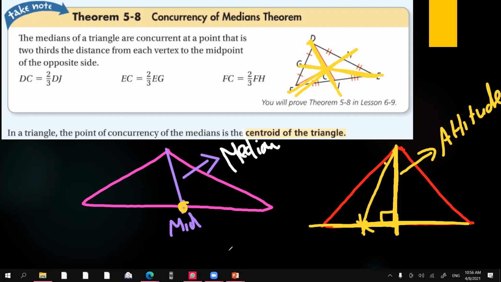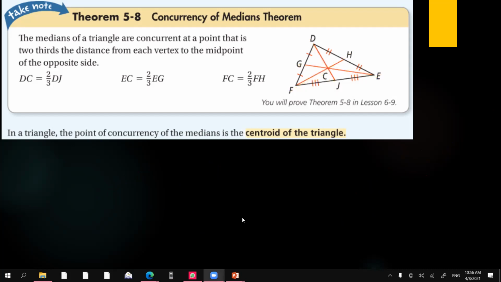Miss, these medians and altitudes are bisectors, or only medians and altitudes? No, they are not bisectors, only from their name. I told you that we have 4 concurrent lines: perpendicular bisector, angle bisector. For the third one, which is median, since it ends with the midpoint, it cuts the line into 2 equal halves. So it bisects the line.